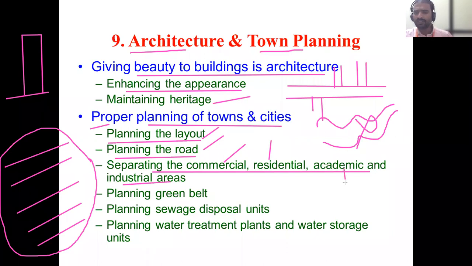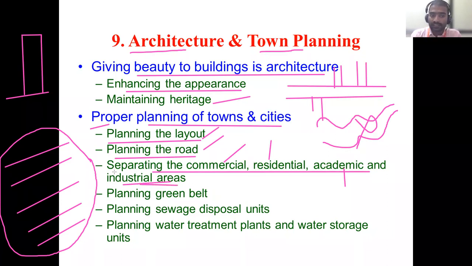Academic. Can you give me an example of an academic building? Academic means what? It is related to educational buildings. Which buildings come under education? Colleges, schools. Such kinds of buildings come under academic. And industrial areas. Which buildings come under industry? Factories. Yes, factory. For example a sugar factory. Any industry you want to construct will come in these areas.